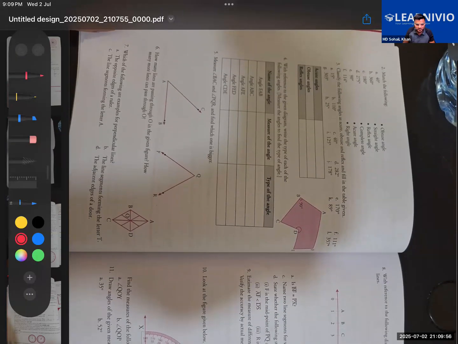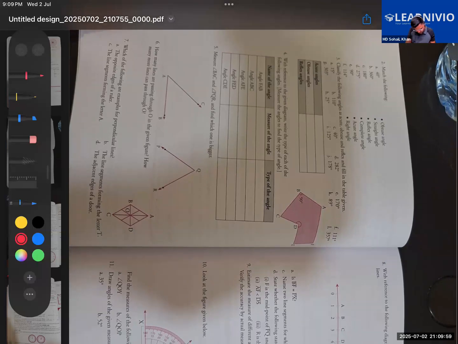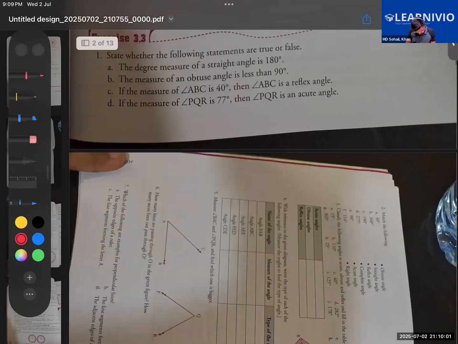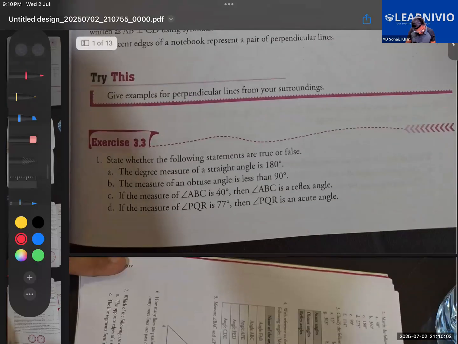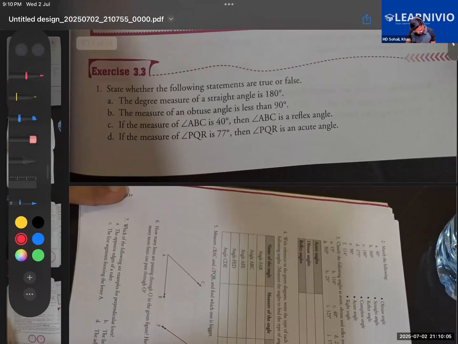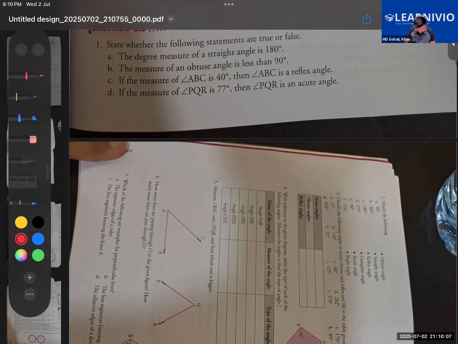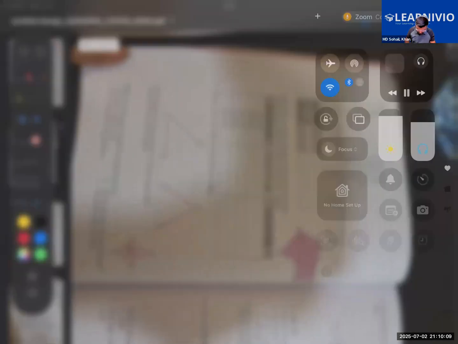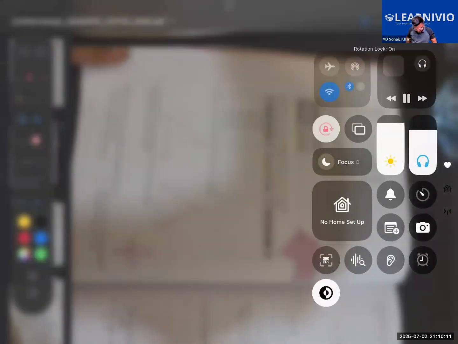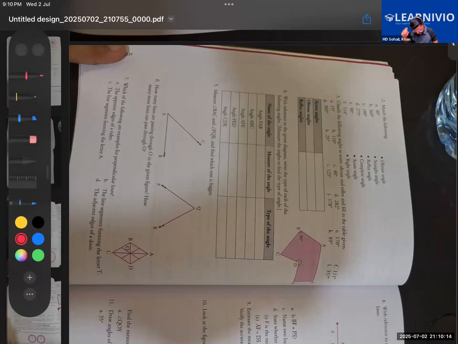Can you search for exercise 3.3? Yes, 3.3, question number 5. So, measure angle BAC and angle PQR and find which one is bigger here.